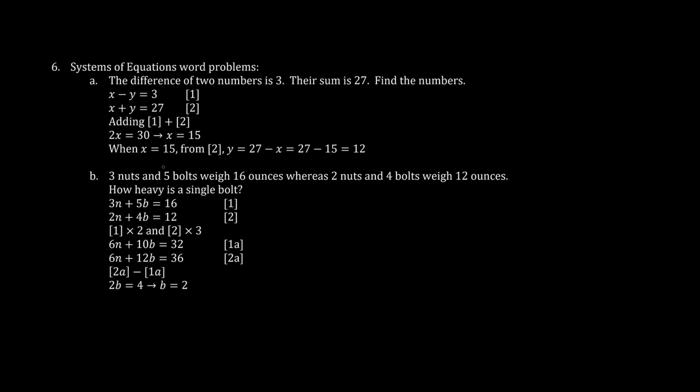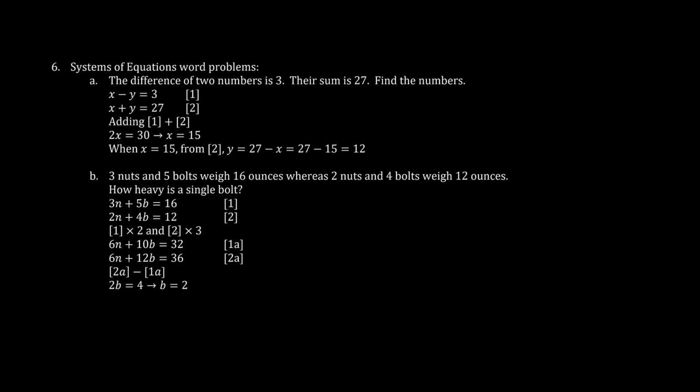When you read this word problem, the biggest challenge is to set up your two equations and two unknowns. We label this equation 1, we label this equation 2. One way of solving this problem is to use substitution, but here we use elimination. We find the LCM of 3 and 2 because we want to cancel out the n's. We multiply equation 1 by 2, so 3n becomes 6n, 5b becomes 10b, and we double 16 to become 32. We'll call this equation 1a.